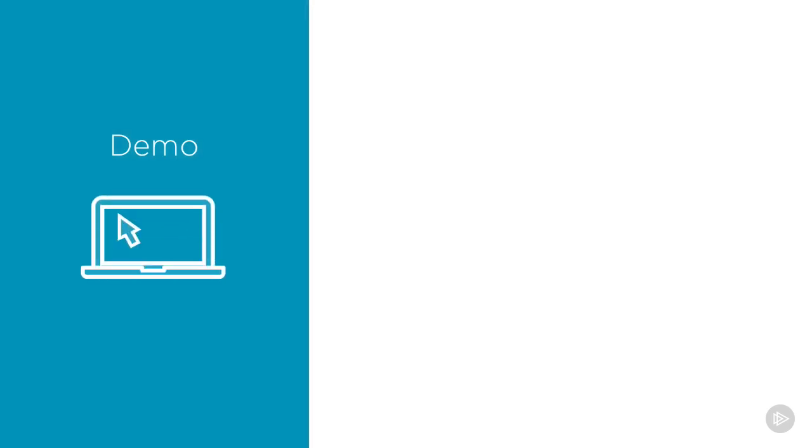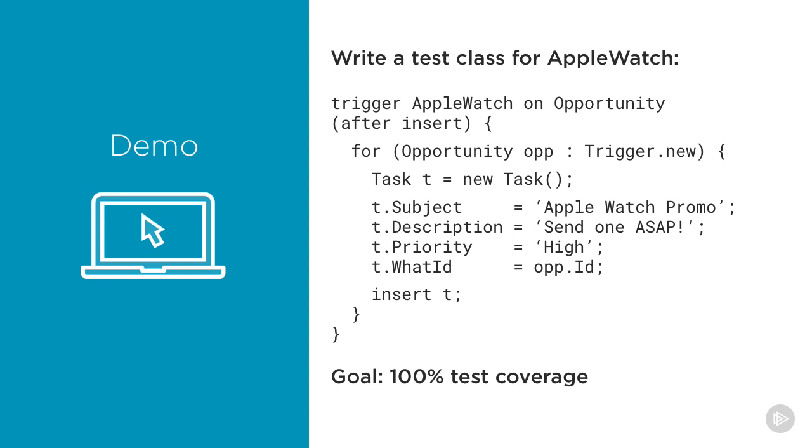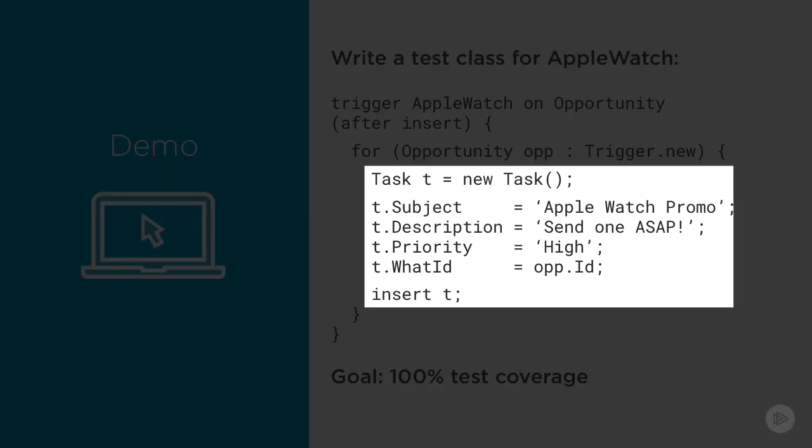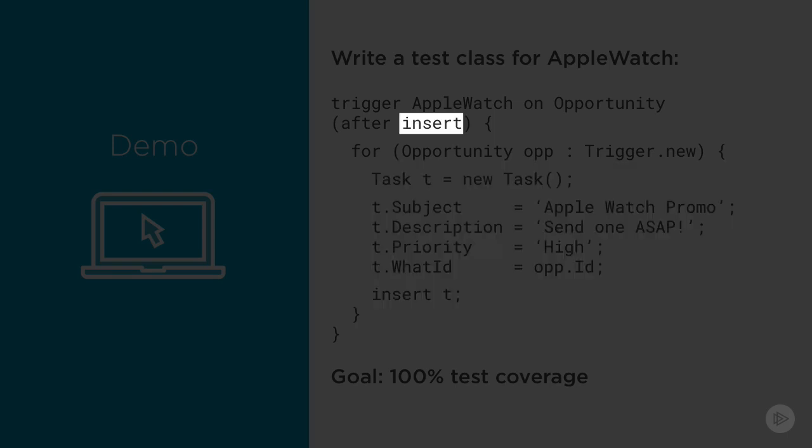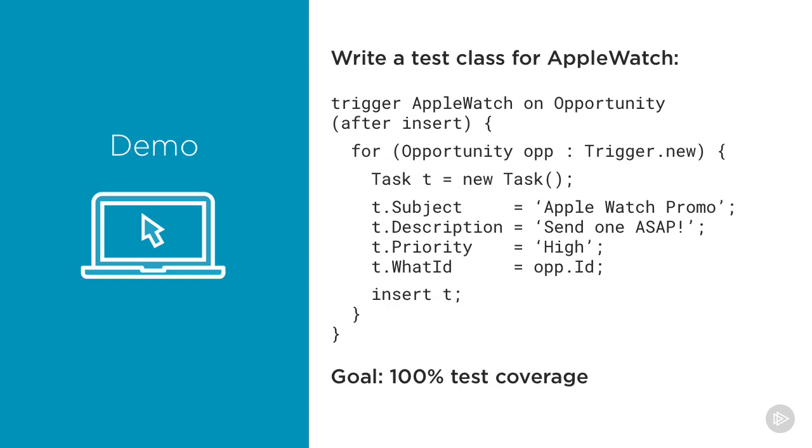All right, we're on fire now, so let's write another test class. This time for our Apple Watch trigger. As a reminder, our Apple Watch trigger is part of our Dreamforce promotion that'll give all our potential customers a free Apple Watch. The trigger itself just creates a new task every time an opportunity is inserted. Our goal remains the same: get 100% code coverage.